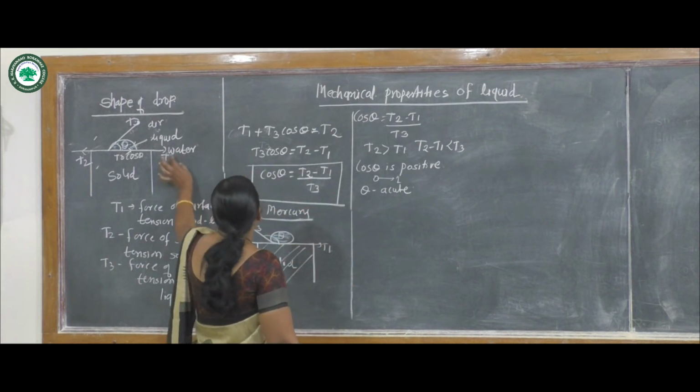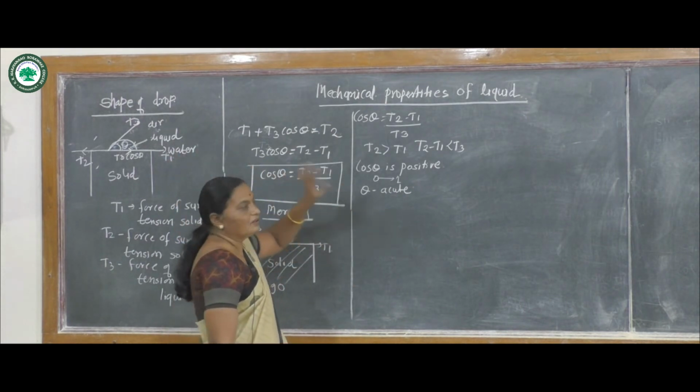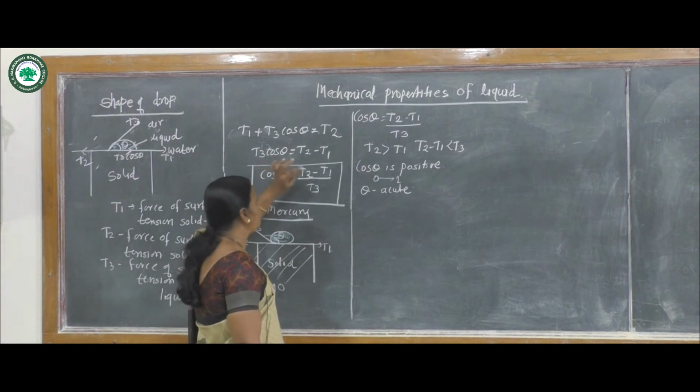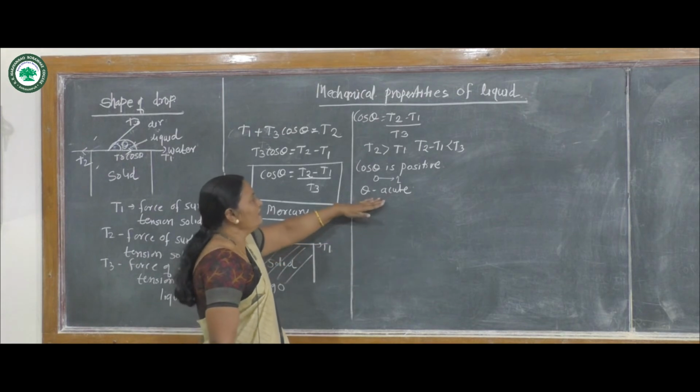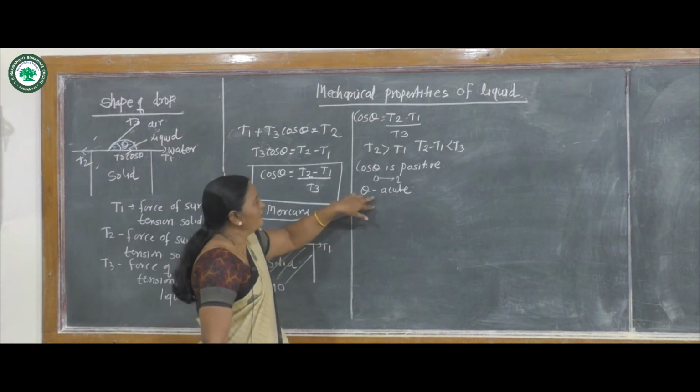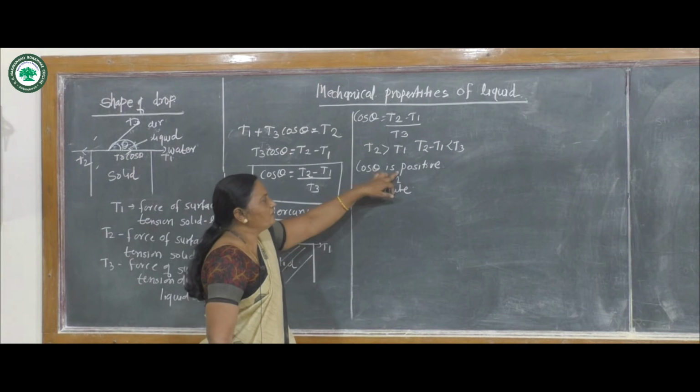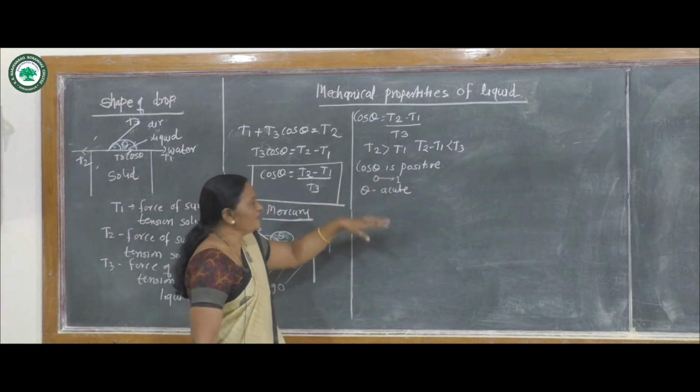For example, water or kerosene. Water completely or wholly wets the solid. Kerosene also partly wets the solid. In this case, cos theta is positive here, and the angle of contact is acute.